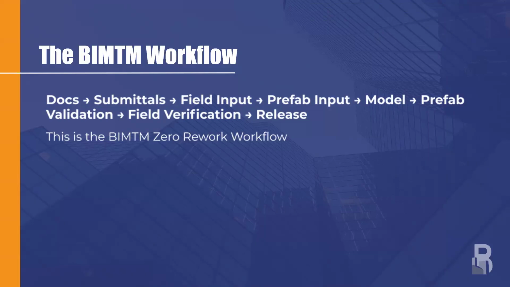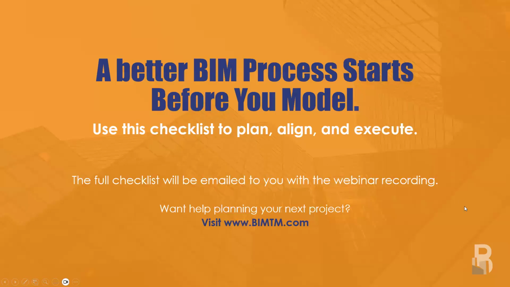And last but not least here, the BIM workflow that we have that deals with our checklist here is understanding the documents, the submittals, getting field input, prefab input, then modeling, doing those validations and verifications, then you can release it. And that's how we can get to a Zero-Rework workflow, in this case specifically for an electrical closet, but that will significantly reduce any rework that we have within any of the projects that we are working on here.